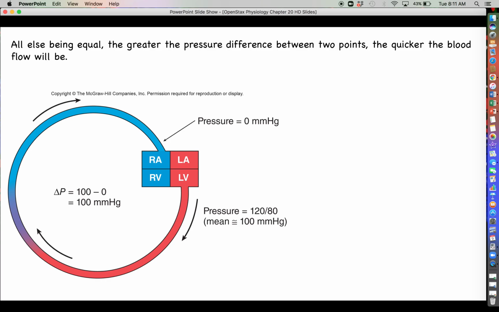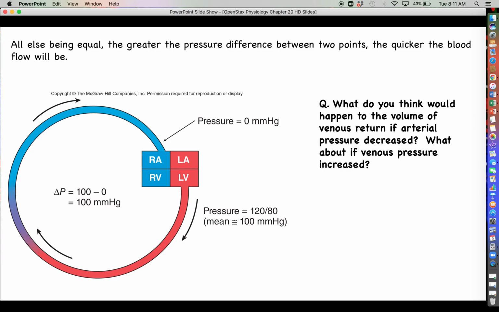Now, if the pressure gradient were to drop, then naturally that is going to have consequences for both the cardiac output and the venous return. So here's a question for you. What do you think would happen to the volume of the venous return if the mean arterial pressure decreased? We're talking about this number right here. And also, what would happen to the volume of the venous return if the venous pressure increased? We're talking about this pressure right here.